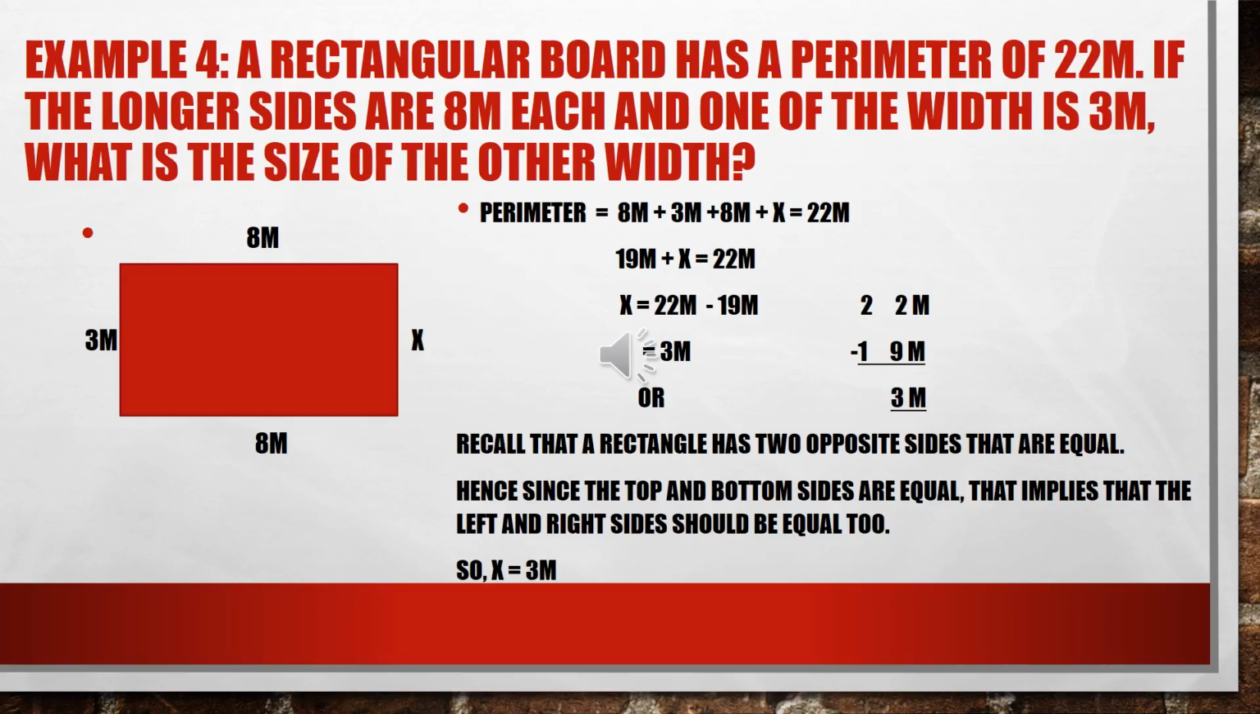But if you don't want to solve it and you want to be a smart student, this is what you should do. Remember the properties of a rectangle. It has two opposite sides to be what? Equal. So if top and bottom are equal, left side and right side are also what? Equal. So if 8 meters is equal to 8 meters, then 3 meters should be equal to x. That means x, which is the missing side, is equal to 3 meters. And that's your answer. So you don't need to solve. If you think very fast, you do it this way, give your explanation, and off you go.